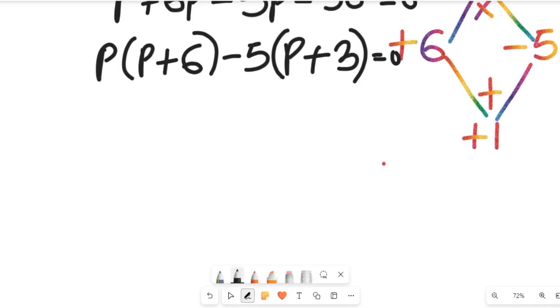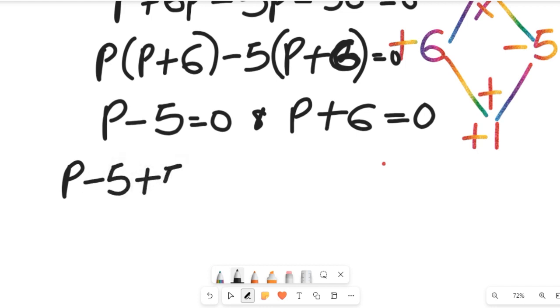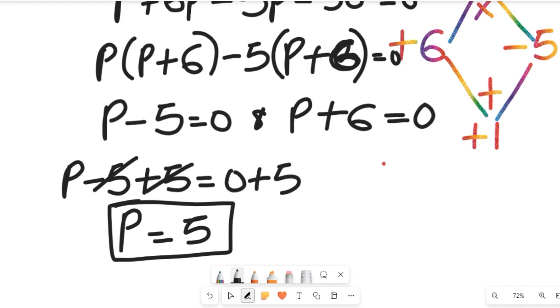The two equations we'll have are p minus 5 equal to 0, and we'll also have p plus 6 equal to 0. Great. So if we add 5 to both sides, we are going to have p minus 5 plus 5 equal to 0 plus 5. So this will clear this, and then we'll have p equal to 5. Great. So the first value for that quadratic equation is p equal to 5.